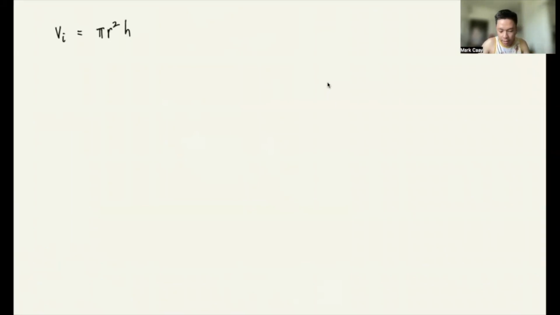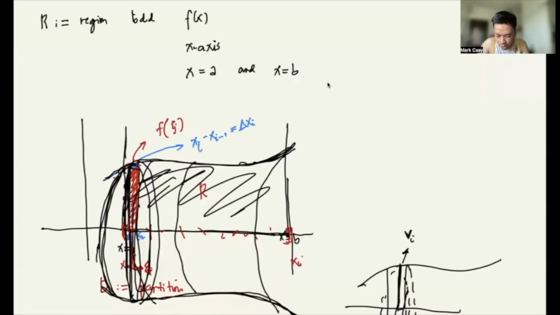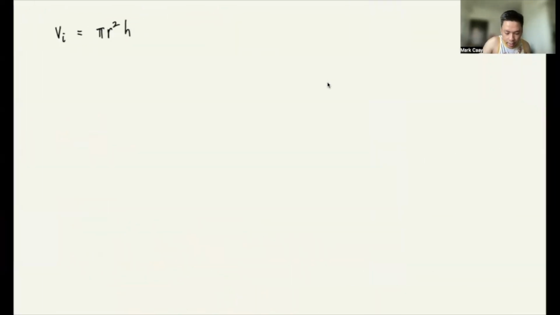Yung height naman natin, kung titingnan mo, nakahiga kasi siya. So, yung height natin is yung width mismo ng cylinder na yon. So, that is pi, which is x sub i minus x sub i minus 1. Tapos, yung r natin is the radius.